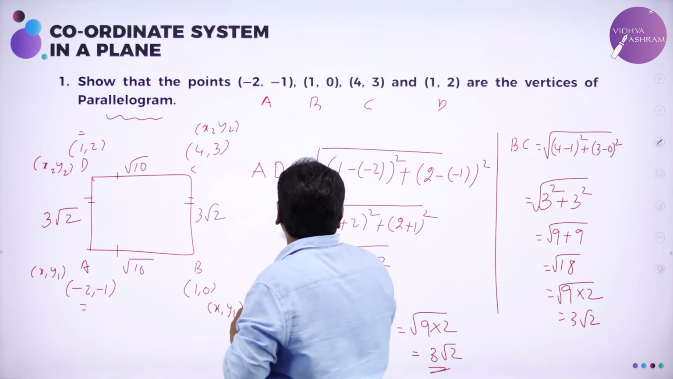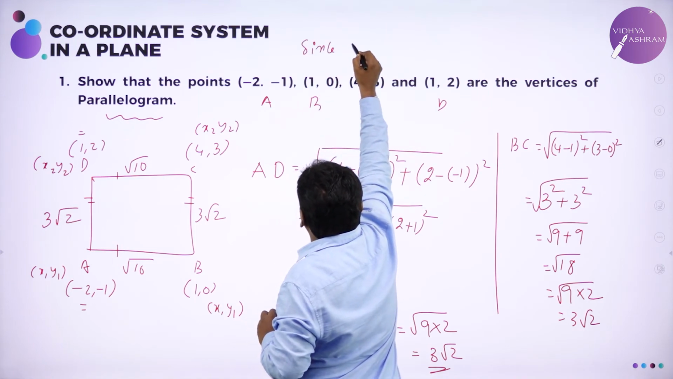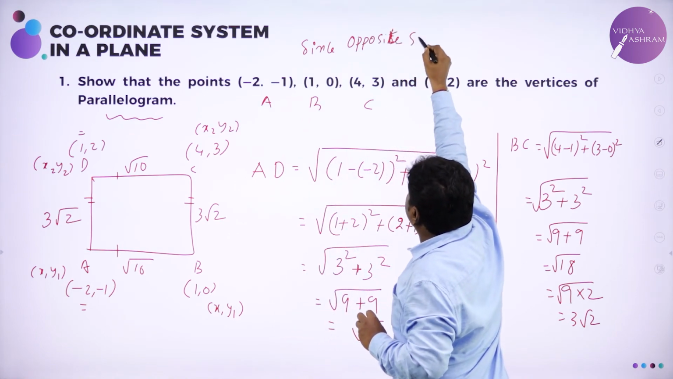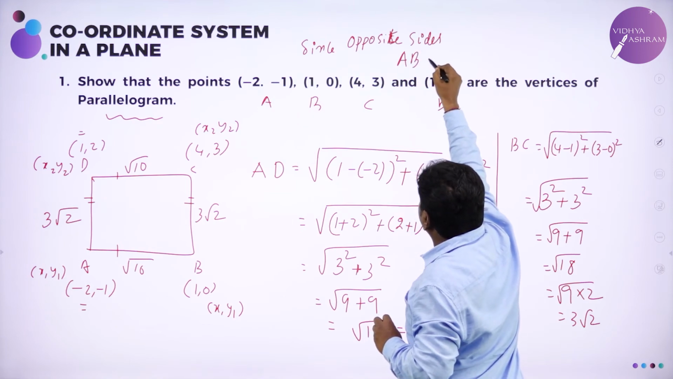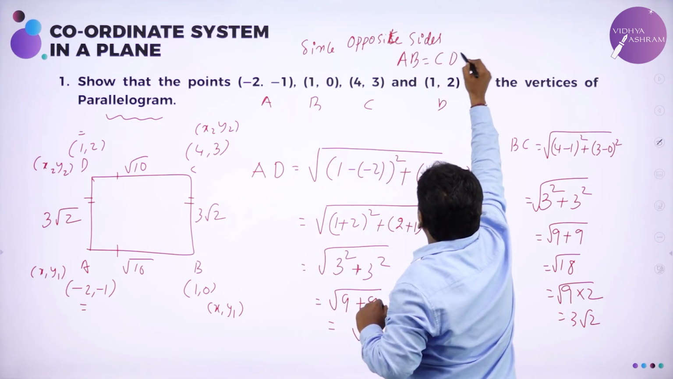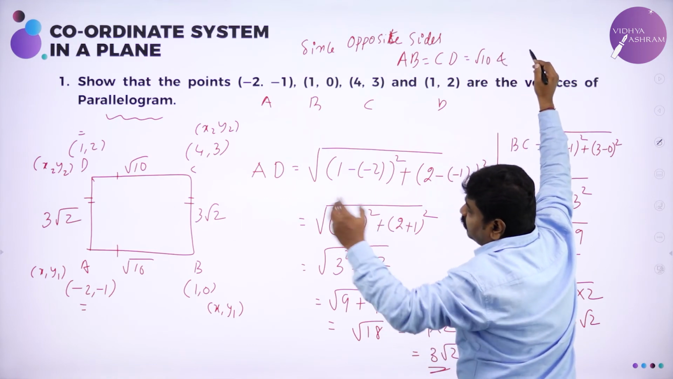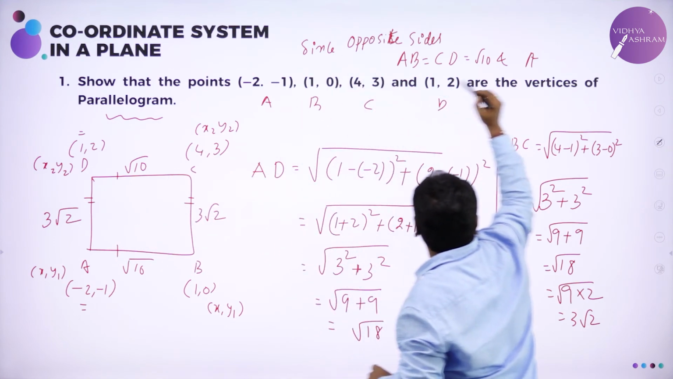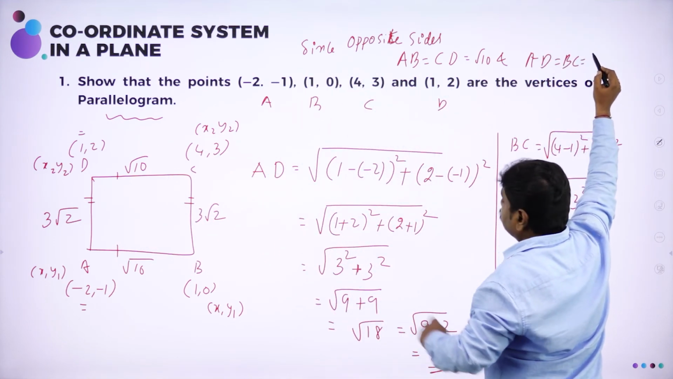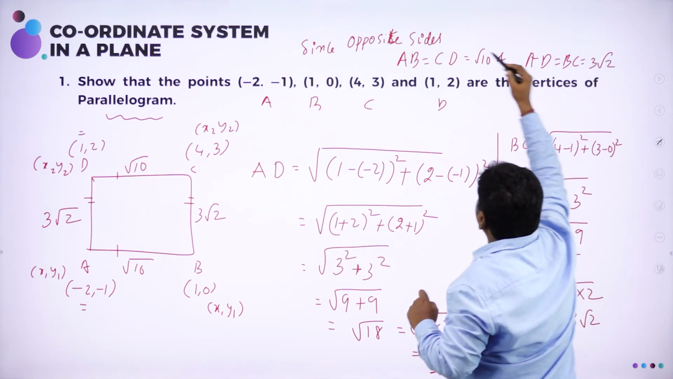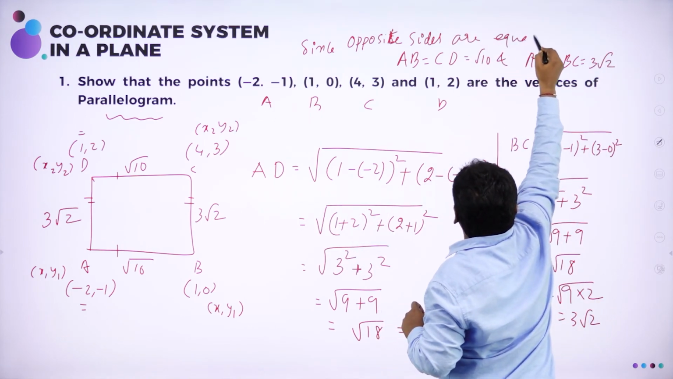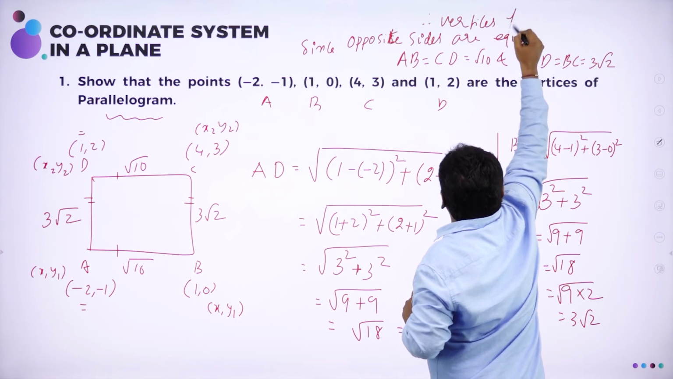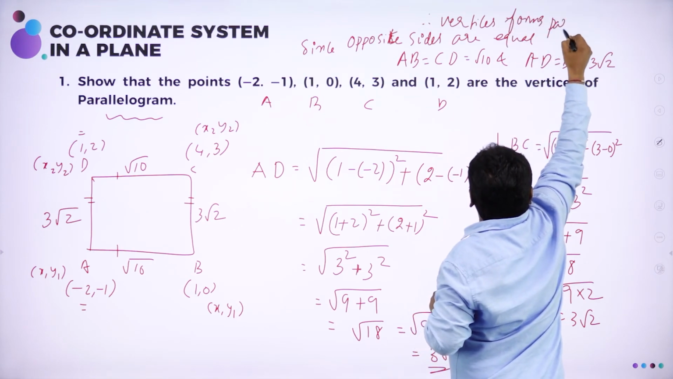So we will write the conclusion. Since opposite sides, what are the opposite sides? AB value is same as CD value, that is root 10, and another set of opposite pairs. What are the other set? AD and BC. AD is equal to BC is equal to how much? 3 root 2. Opposite sides are equal. Therefore, vertices form a parallelogram. Parallelogram.